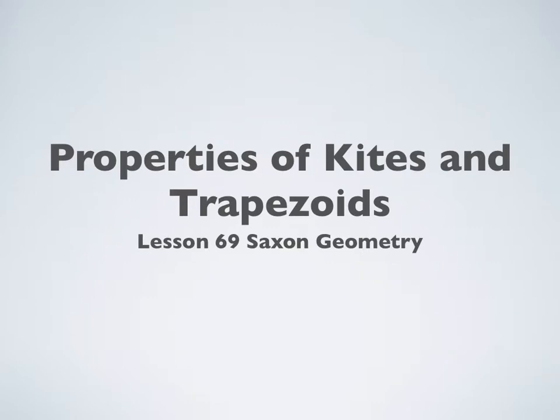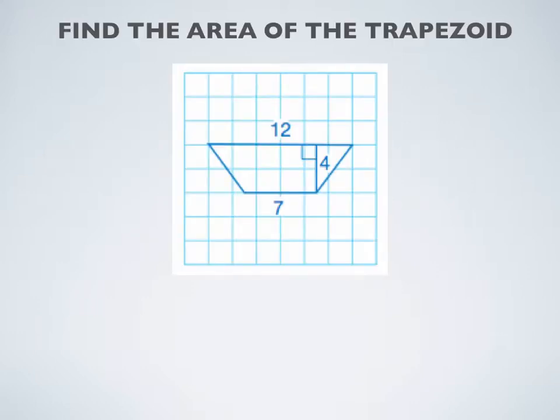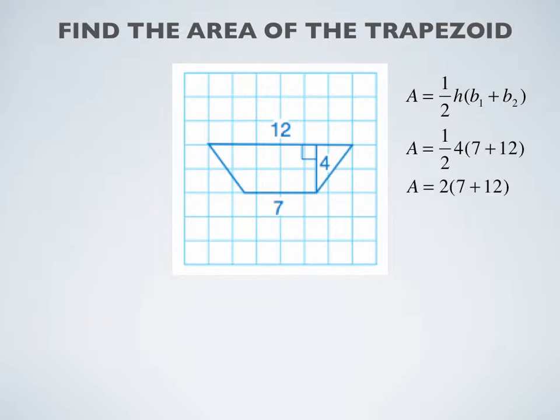Let's review the properties of kites and trapezoids. Here's a warm-up problem asking you to find the area of this trapezoid, and the formula is half of the height times the sum of the bases. So we'll take half of 4 times 7 plus 12, and half of 4 is 2. And 2 times 19 is 38 square units.